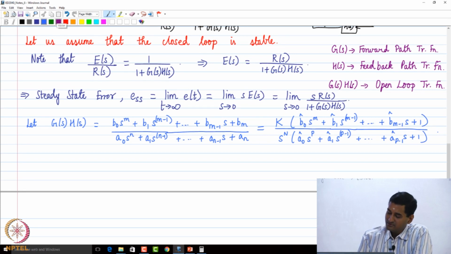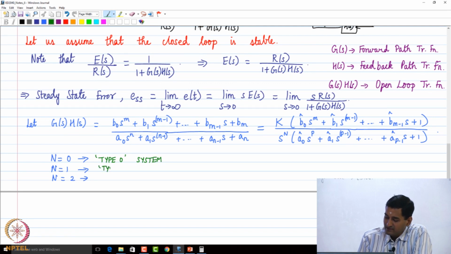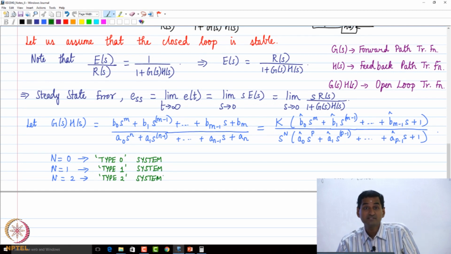Now, I am going to write three cases. When capital N is 0, it is what is called a type 0 system, or a system of type 0. When capital N is 1, it is called a type 1 system and so on. You get the point. When capital N is 2, it is called a type 2 system. A type 0 system does not have any open loop poles at the origin.